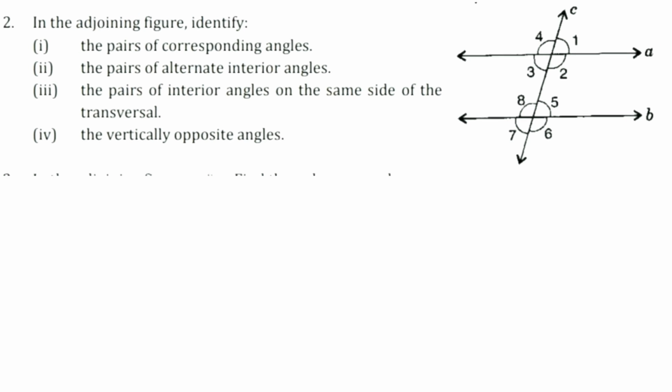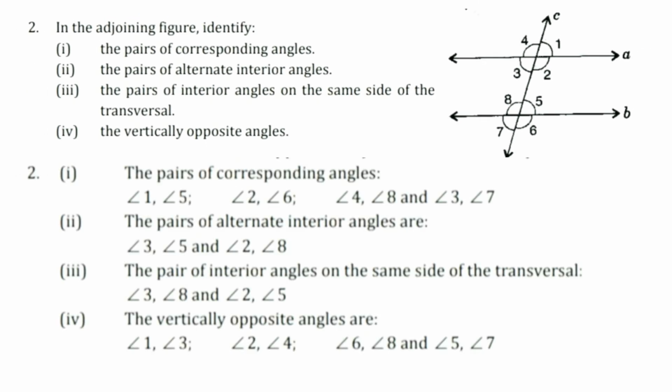Now let's go to the next question. In the adjoining figure, you have to identify the pair of corresponding angles, alternate interior angles, the pair of interior angles on the same side of the transversal, and vertically opposite angles. So this is easy. I have already told you to do it in the last class. I hope you didn't have a problem. Okay, is it clear?